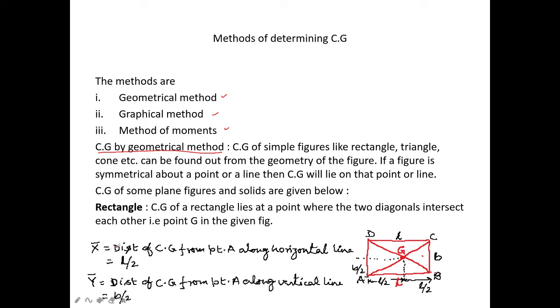Now the CG is a point, so if you want to find out the CG, that means you have to find out the coordinates of the point, that is x bar and y bar. X bar is the x coordinate and y bar is the y coordinate of the CG. Now x bar is the distance of CG from point A along the horizontal line. Horizontal line is AB. So if you are measuring CG from AB of a rectangle of length L and breadth B, then x bar will be L upon 2 and y bar will be B upon 2.